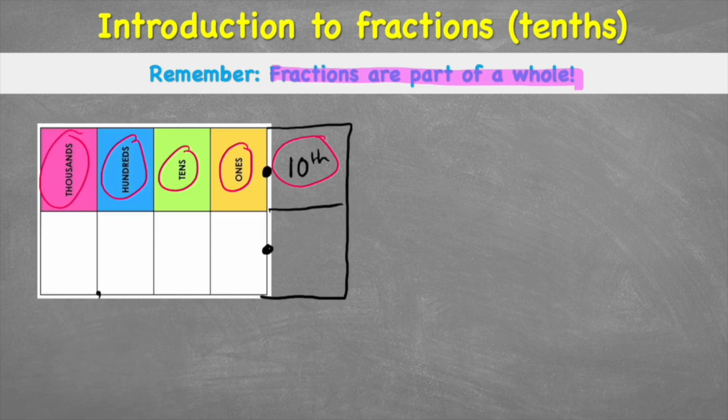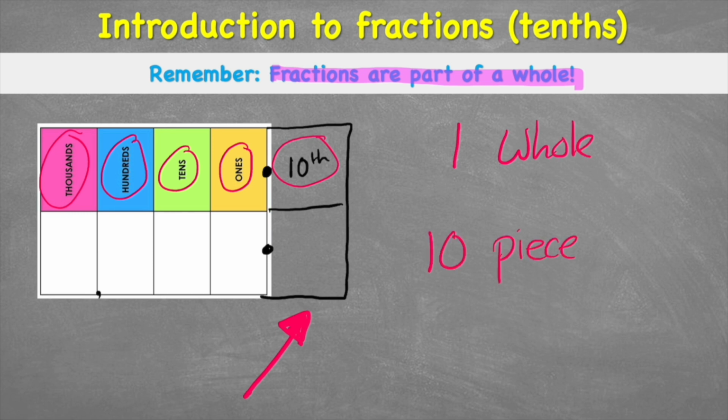So looking back at our place value chart, what we have to understand for this lesson is that this extra column now, our 10th column, is a fraction. It's part of 1. So if I had 1 whole, but I split it into 10 pieces, each piece would be worth 1/10. Or in other words, a 1 in my column.